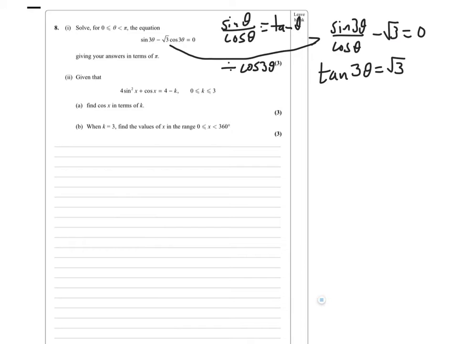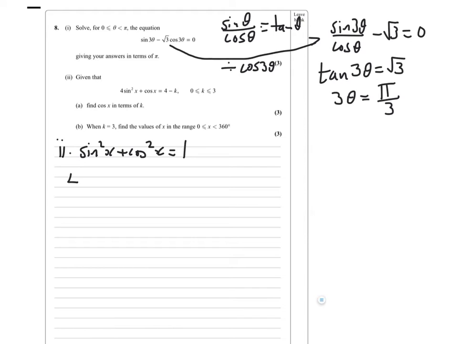We then get 3 theta equals, and you should know that shift tan of root 3 is pi over 3 or 60. Keep going. So what's theta? Theta's pi over 9. Now for part 2, I'm going to be using the fact that sine squared x plus cos squared x equals 1.